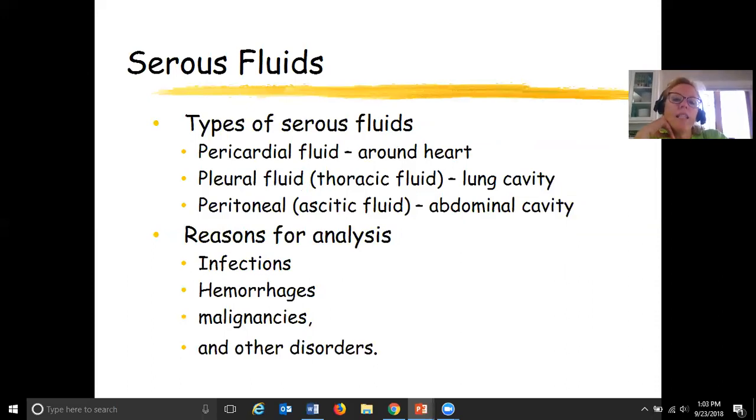Reasons we may analyze these fluids, maybe someone has an infection, there's a hemorrhage, they have a malignancy, they have other disorders. So for instance, someone who can't breathe very well and they are found that they have fluid around the lungs, we may look at that fluid. Or someone who's maybe in liver problems like cirrhosis or hepatitis may have a really distended stomach and they find out that it's full of ascitic fluid. So they may want to analyze that also.